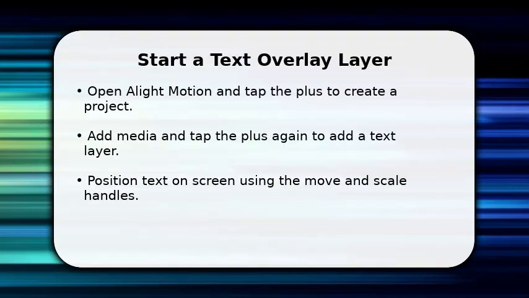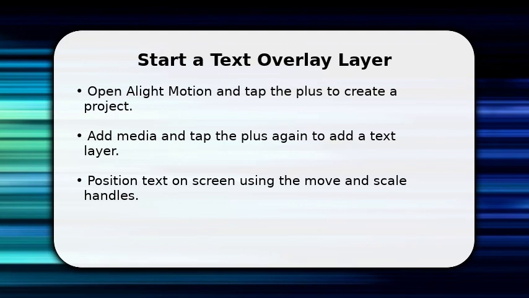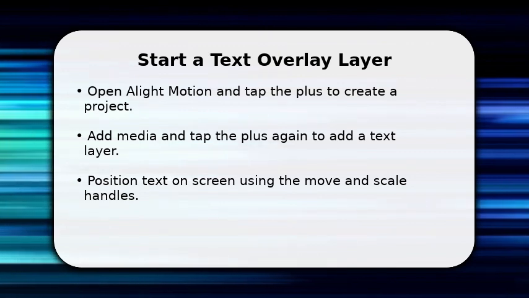Open Alight Motion and tap the plus to create a project. Set aspect ratio and duration before importing your media files. Tap the plus again and choose text to add a text layer. Type your words into the text box and confirm to place the layer.